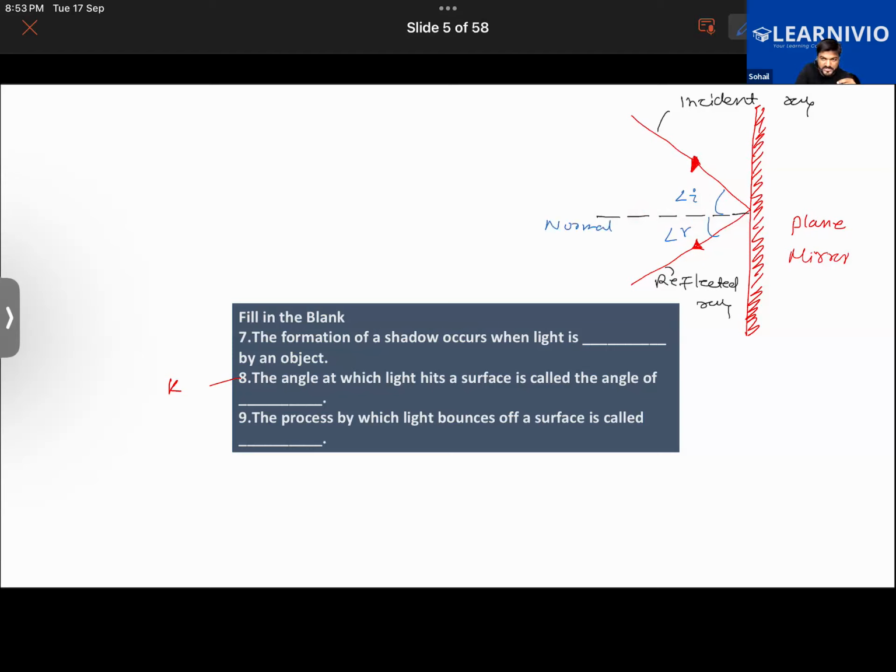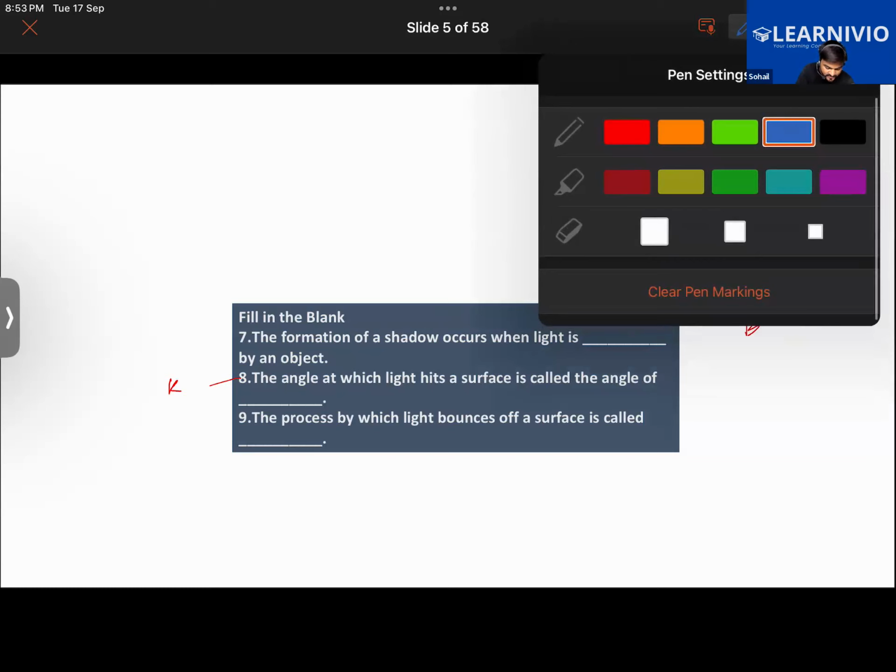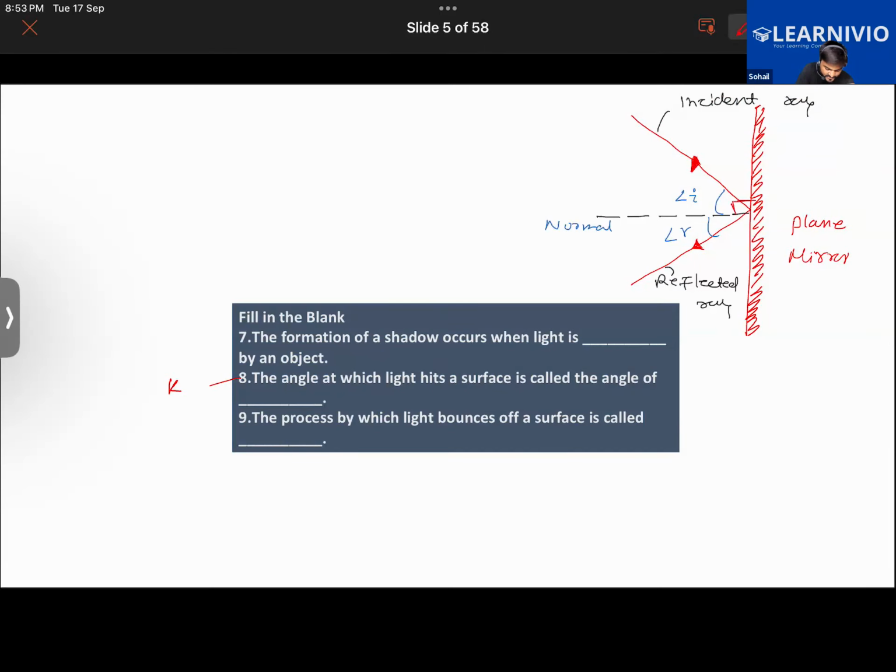This is a line drawn on the plane mirror that makes an angle of 90 degrees. But the main thing is the angle that this incident ray forms with the normal. This angle is called the angle of incidence. So the angle at which light hits a surface is called the angle of incidence. Okay, question number 9. Sir, the process by which light bounces off a surface is called reflection of light. Reflection of light. Good, Khadijat, then Halima, very good.